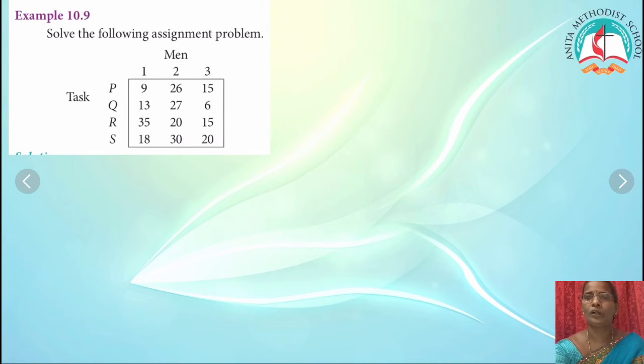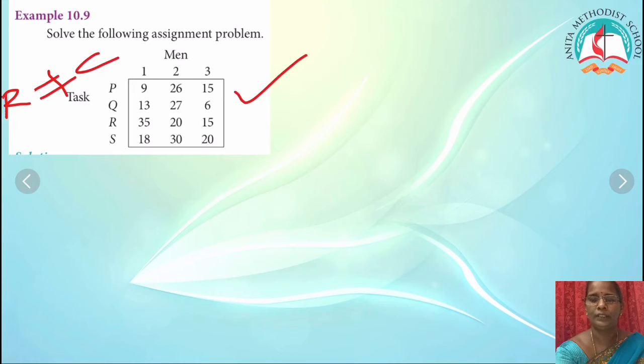This is one of the example sums, 10.9. And here the problem, what do you identify? Here the rows and columns are not equal. So rows and columns are not equal, therefore it is not balanced. You need four columns, therefore you have to add one dummy column. So that is 0, 0, 0. After you add the dummy column, row wise every row you have zeros.